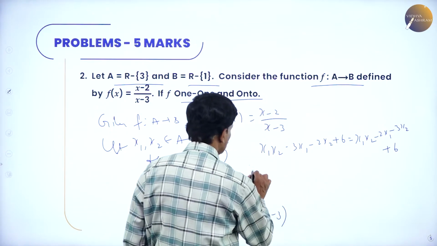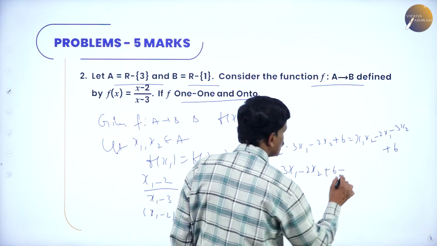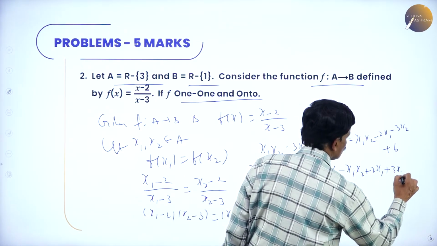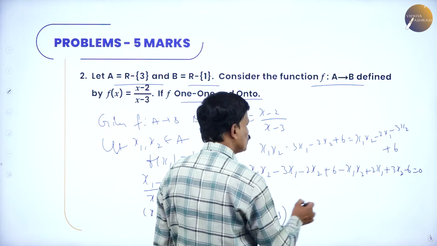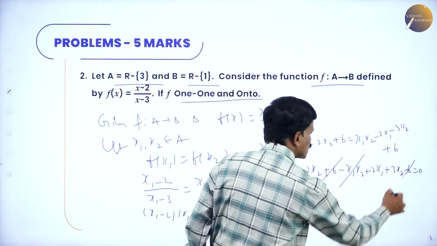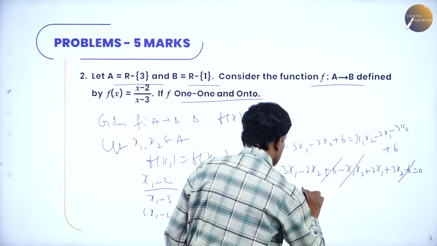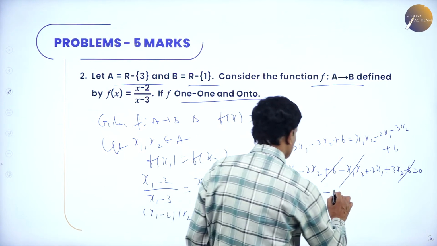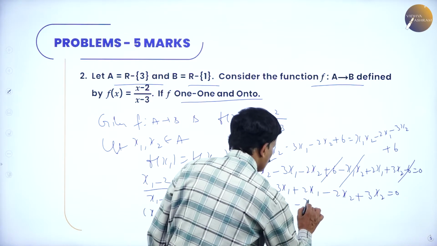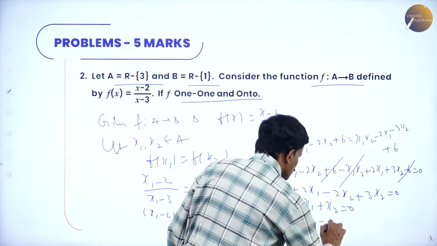Bring this to the left hand side. x1 x2 minus 3 x1 minus 2 x2 plus 6 minus x1 x2 plus 2 x1 plus 3 x2 minus 6 is equal to 0. So here plus x1 x2 and minus x1 x2 get cancelled, then plus 6 and minus 6 get cancelled. What is left over is minus 3 x1 and plus 2 x1, then minus 2 x2 plus 3 x2 is equal to 0. Simplify. Minus 3 plus 2 is minus x1. Plus 3 minus 2 is plus x2 is equal to 0.